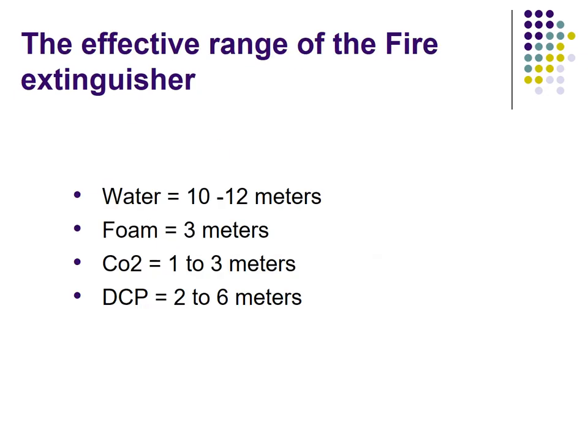The effective range of fire extinguisher. The water fire extinguisher is effective for 10 to 12 meters, foam type 3 meters, CO2 1 to 3 meters, DCP or dry powder 2 to 6 meters. You should be aware of the effectiveness of the fire extinguisher, so that you can use it in a proper way.